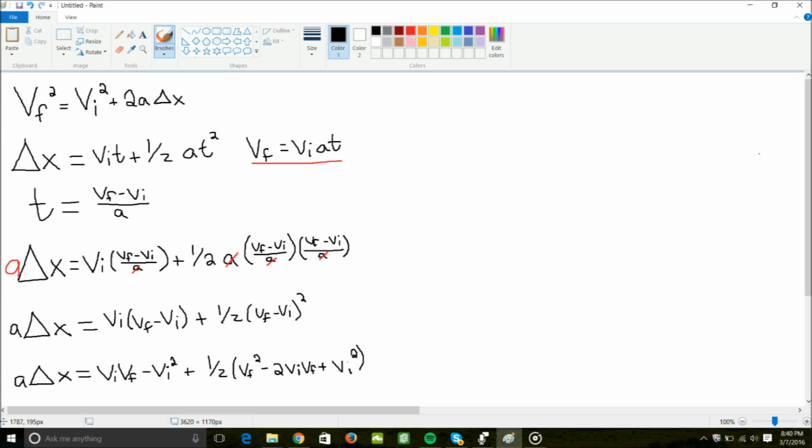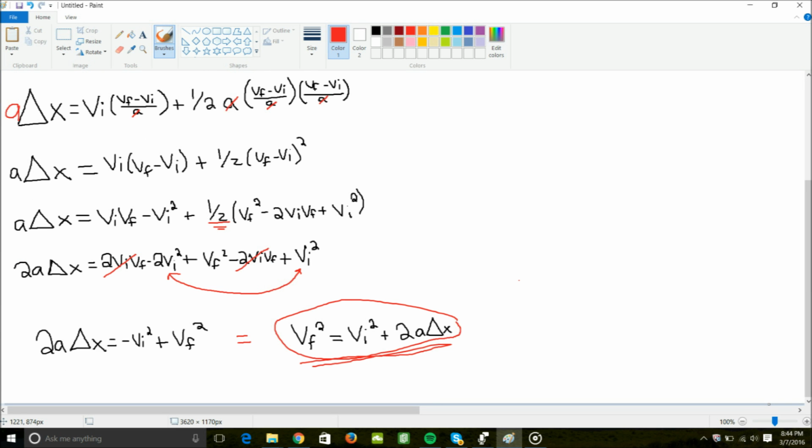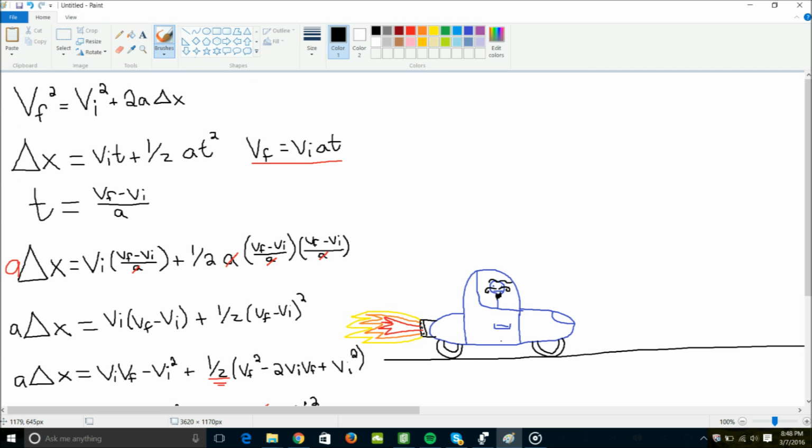We distribute and FOIL, then after that you notice that there's still 1/2, so we need to get rid of that, so multiply the whole equation by 2. Now combine like terms and cancel certain terms out. Then move the negative term of initial velocity to the other side, and the result is the kinematic equation of final velocity squared equals initial velocity squared plus 2a delta x. Now this equation can be used in real life to find the speed of certain objects, more specifically like a car on the road. After a certain amount of distance and acceleration, you can just plug in everything and find final velocity.